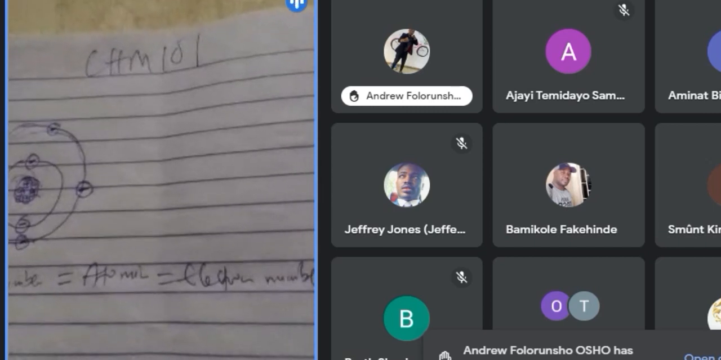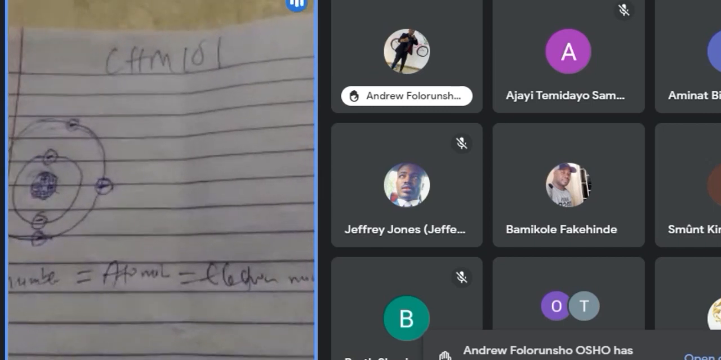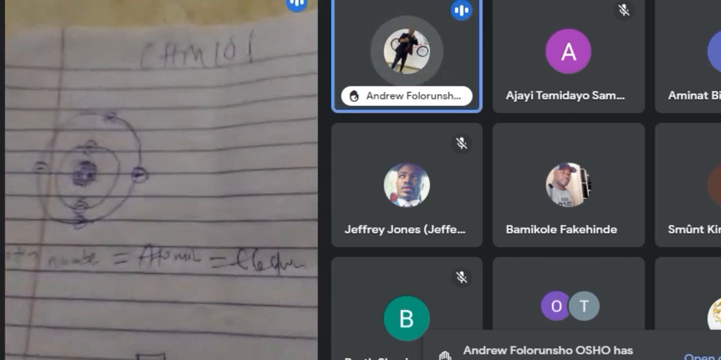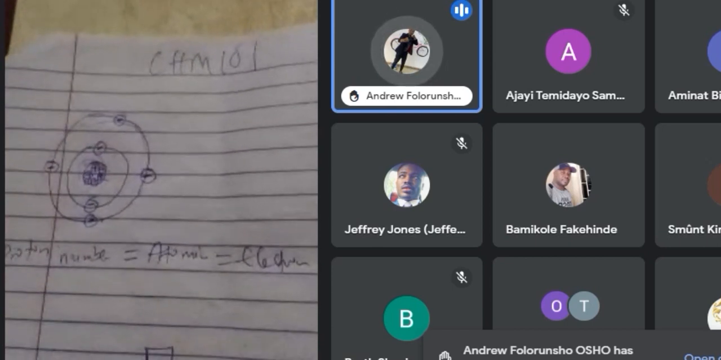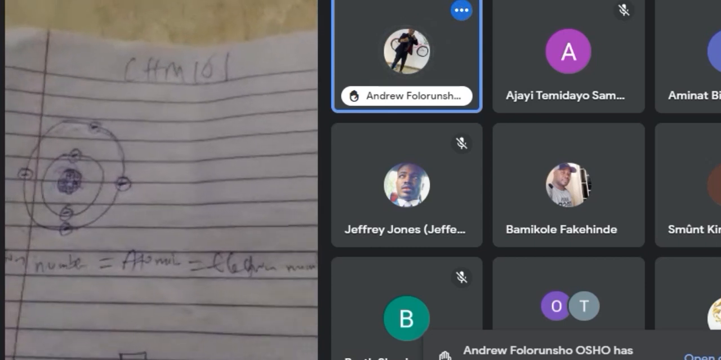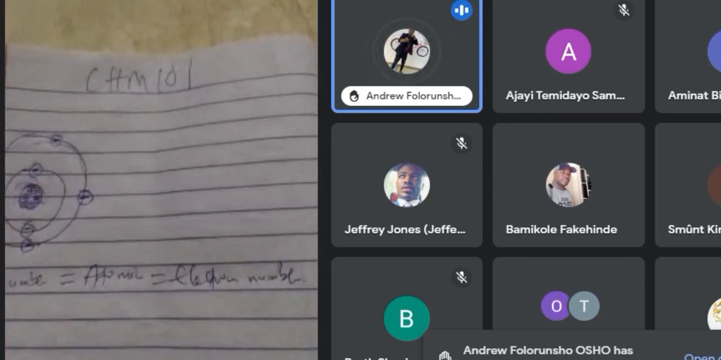Okay, Rodigi, I thought you mistakenly raised it. No, sorry. A question, please. Is it possible for the electron to be greater than the proton?